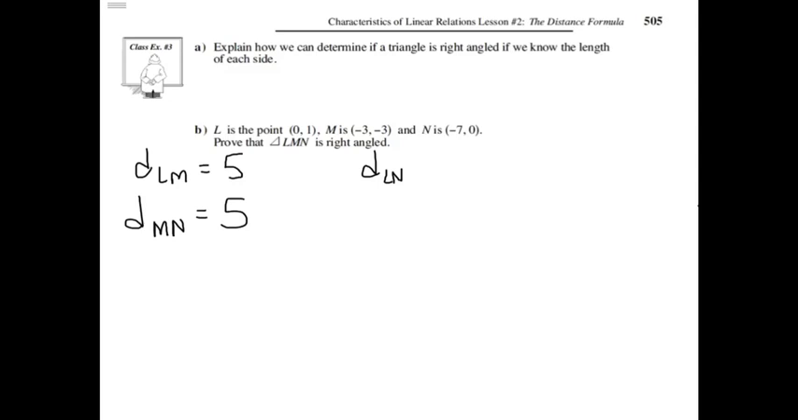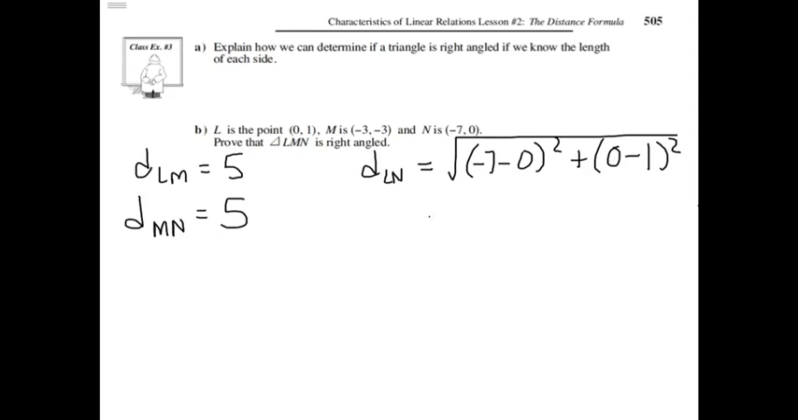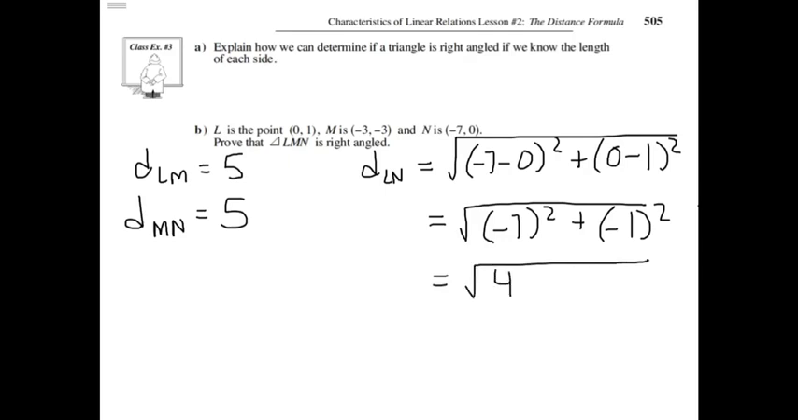We're going to find the distance for the last side, so that is between L and N. Plug all of these into the distance formula. What you're going to have is -7 minus 0 for your x's, squared, plus 0 minus 1, squared, for your y's. This condenses down to -7 squared plus -1 squared, which is basically 49 plus 1. This is the square root of 50.